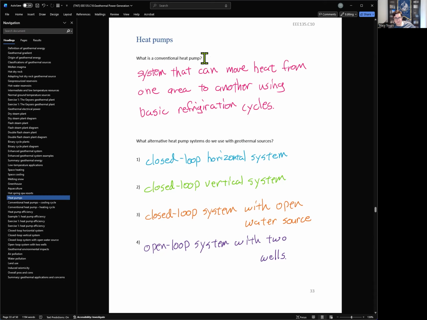There's an alternative to these conventional heat pumps. Well, I would say the one thing with this conventional heat pump is it takes electricity, right? You have a compressor, you've got water pumps, so there's a continual amount of electricity needed to keep this running.